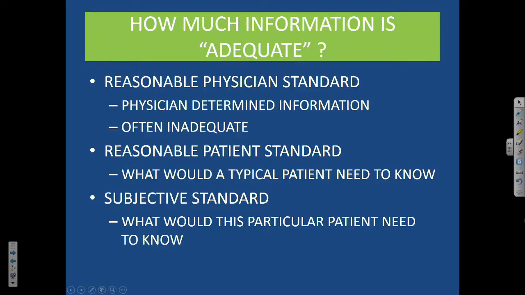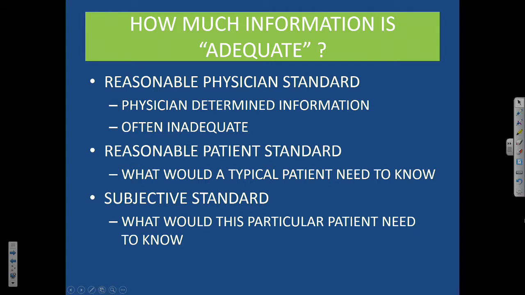And there are 3 basic standards that are typically cited. The first is the reasonable physician standard, and that is, what would a typical doctor tell a patient about the procedure? The reasonable physician standard generally has been cited as less than adequate because doctors tend to be in a hurry. We tend not to spend as much time as perhaps we should in certain circumstances. We tend to maybe go through things too quickly. And oftentimes the reasonable physician standard has been criticized for that reason.